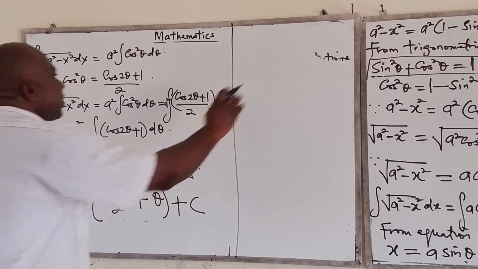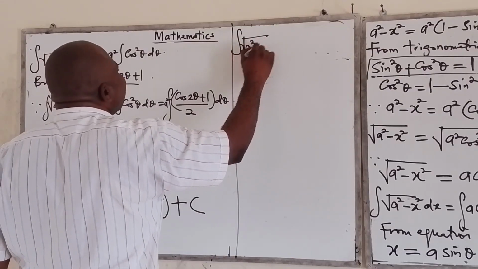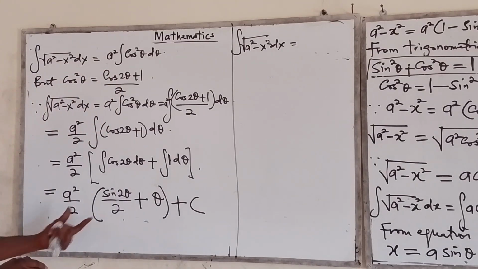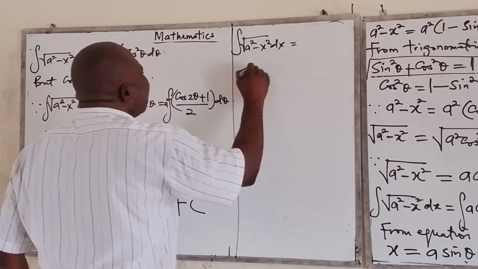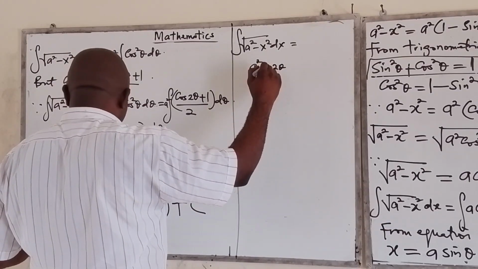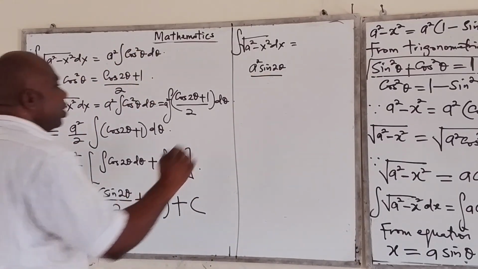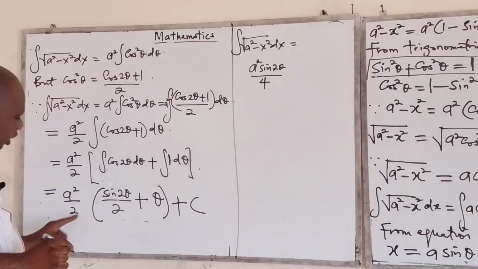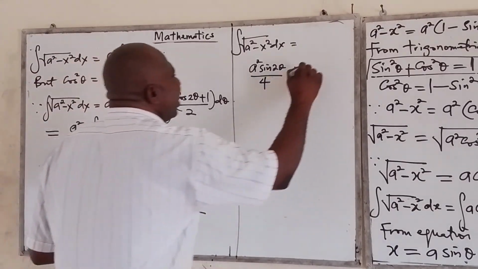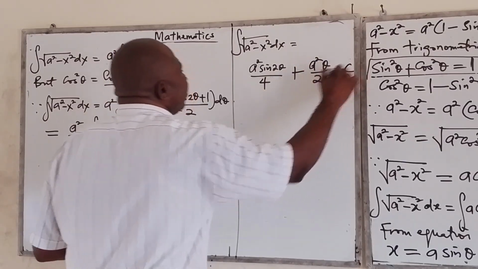So the integral of the square root of a squared minus x squared dx will be equal to, multiplying this through, a squared sine 2 theta all over 4, since 2 times 2 is 4, plus a squared all over 2 times theta. That will be a squared theta all over 2, plus a constant.